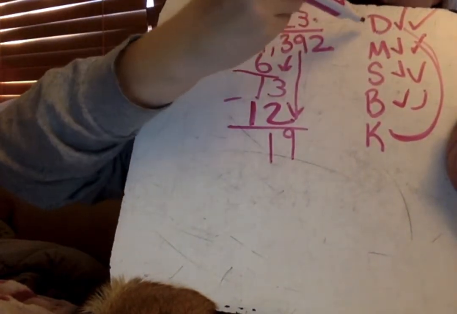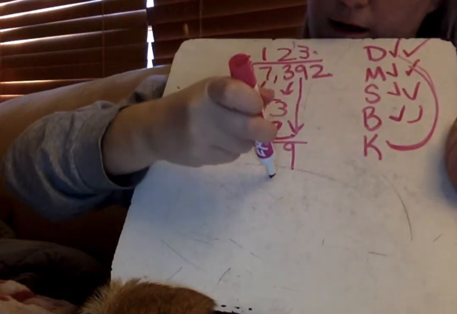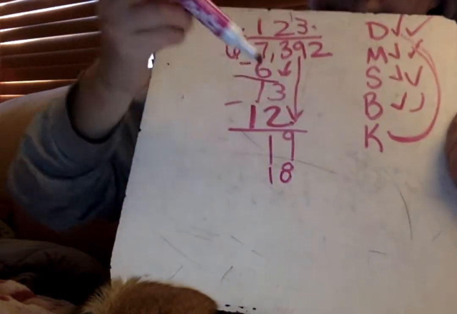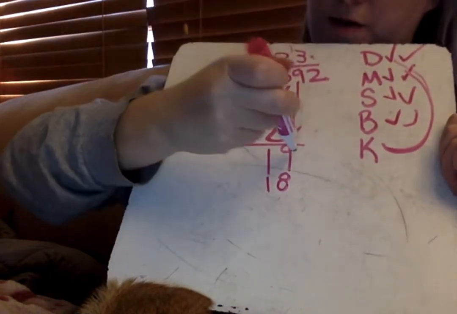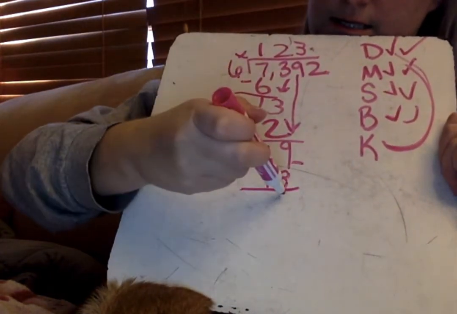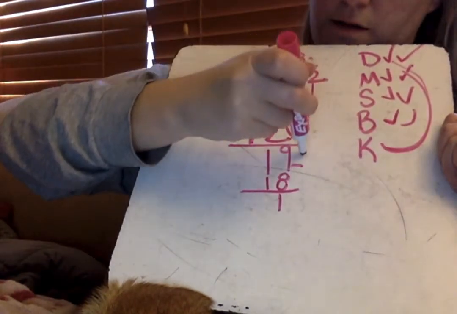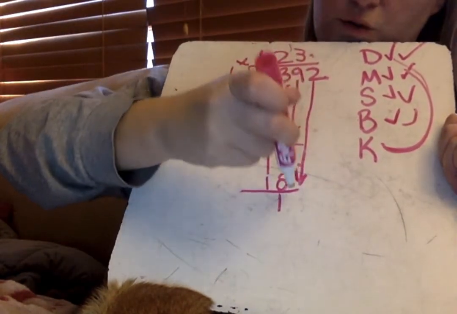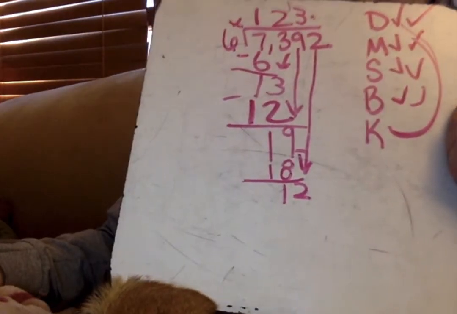So I've divided. Now I'm going to multiply. 6 times 3 gets me a product of 18. So I've multiplied. Now I'm going to subtract: 19 minus 18 to get a difference of 1. Now I'm going to bring down my 2. Again, I'm doing this upside down, so it's not going to be pretty, people.